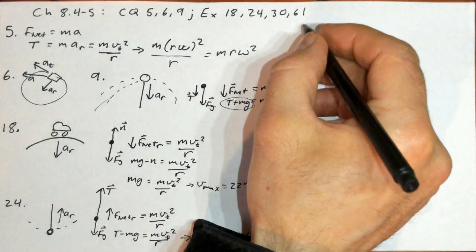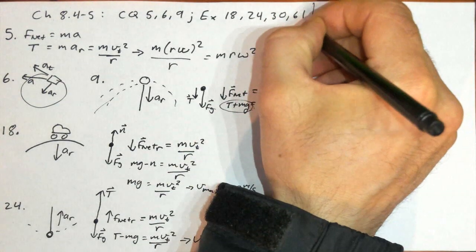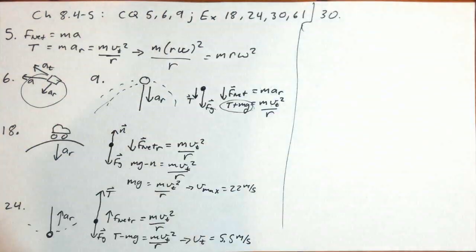Okay, let's move on to 30. Go ahead and take a look at 30. This problem seems really complex. Now it's asking for a tangential acceleration to brake. But if we remember one thing, it will help make a connection to everything we've just done.